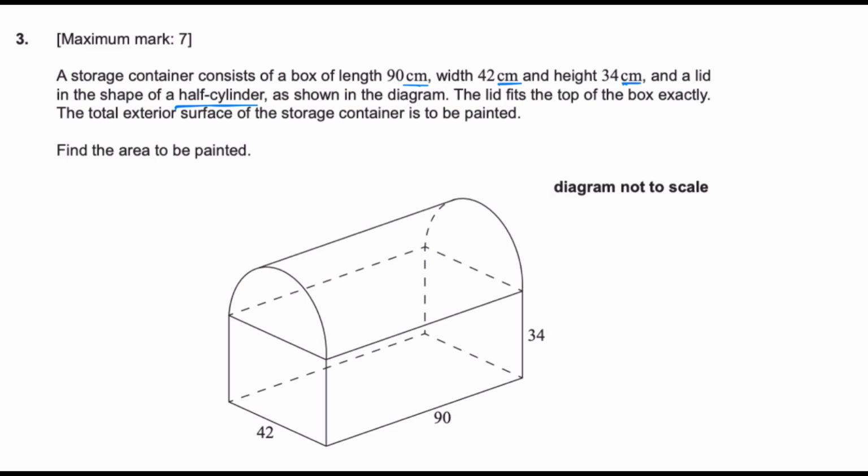The lid fits the top of the box exactly. The total exterior surface of the storage container is to be painted. Find the area to be painted. In this particular problem, it is 7 marks. This is all the information they give you. And to figure out the area to be painted, that means that you want to find surface area.